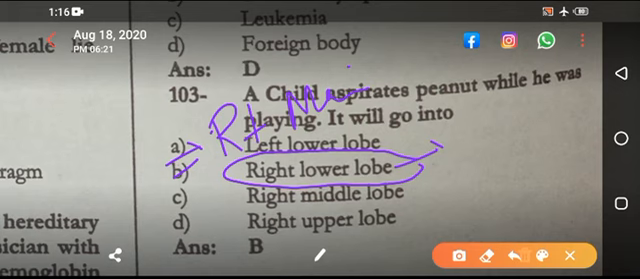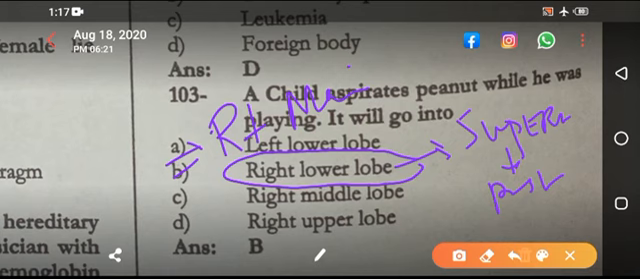Which segment of the right lower lobe? Superior segment of the right lower lobe. If that is not an option, then posterior segment of the right lower lobe.